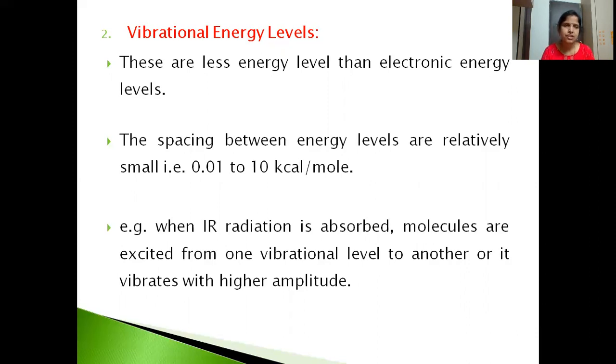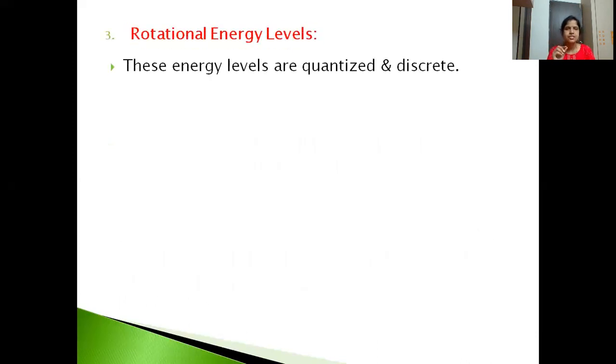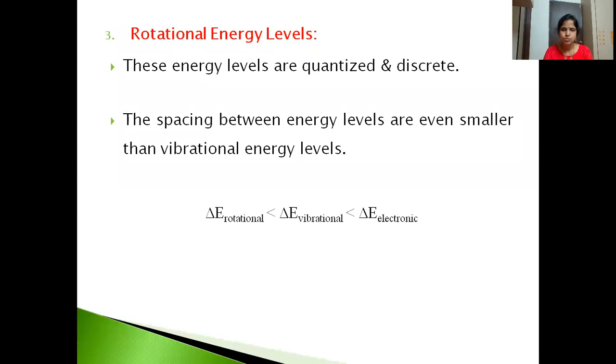So these vibrational energy levels, in turn, contain what? They contain rotational energy levels. Rotational energy levels are very discrete and quantized. The energy gap between these rotational energy levels is very, very small, and radiations having less energy can induce the transitions between rotational energy levels, such as microwaves. Microwaves are less energetic, and when the sample is irradiated with microwaves, only the transitions between rotational energy levels are seen.